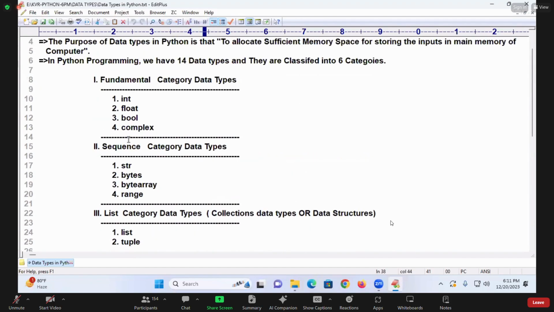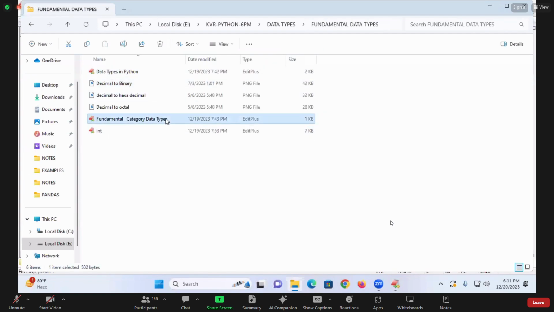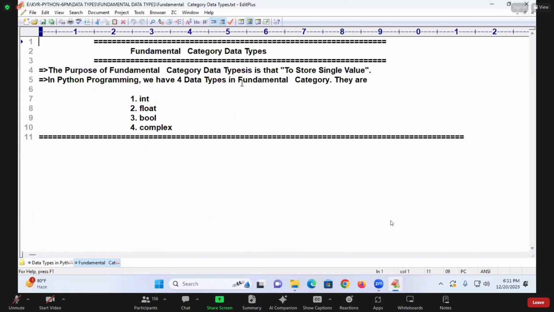So last class we started with what data type? Fundamental data types. In the fundamental data types, I said its purpose: the purpose of fundamental data types is to store a single value. How many are there inside the fundamental? Four. Int, float, bool, and complex. And last class we started with int.